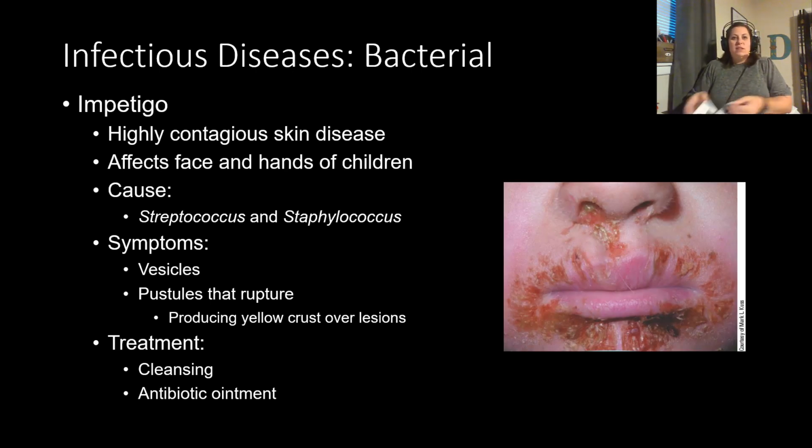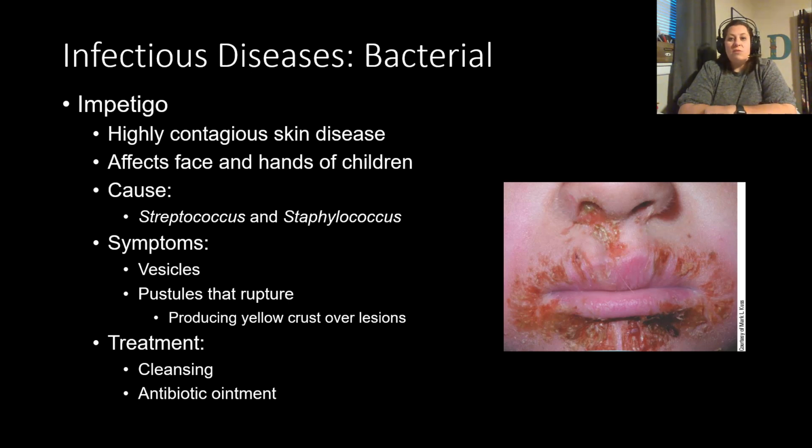Now let's switch gears a little bit and look at the infectious diseases that are going to be in the bacterial group. We see the first one here is impetigo. Impetigo is also a highly contagious skin disorder. It affects the face and hands most of the time in children. And so it gets on their hands, they touch their face, and it spreads. The main cause of this is either going to be a streptococcus bacteria or a staphylococcus bacteria.